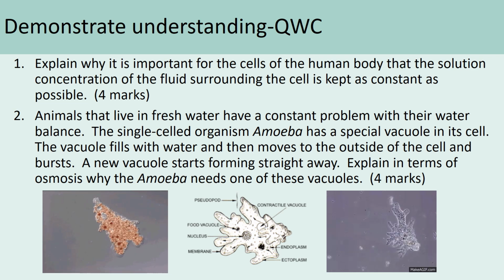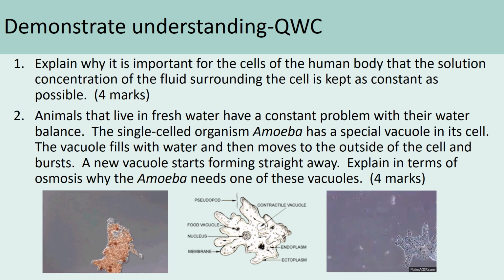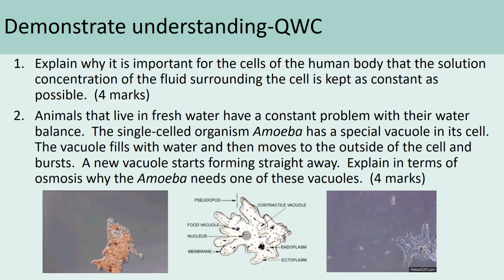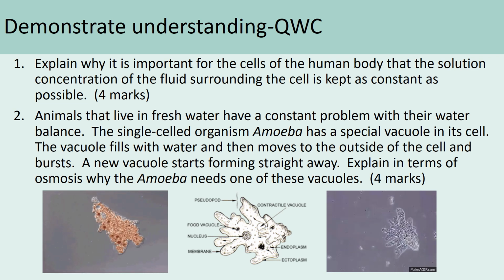So this is very similar to the last slide where we were talking about the paramecium. The amoeba is a fantastic single-celled organism. You can see an amoeba in action in both of the animations. They're both showing an amoeba. So you've got to talk about why that vacuole is so important in an amoeba which lives in fresh water. So can you have a go at those questions? Please can you pause the video and then we'll go over the answers shortly.